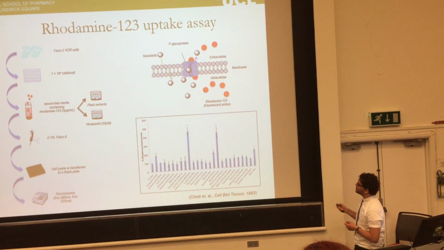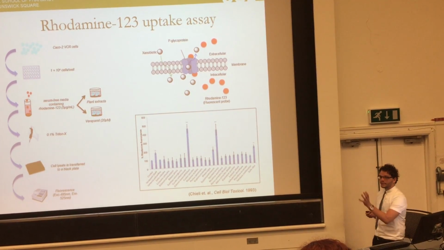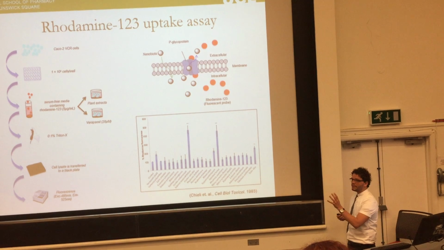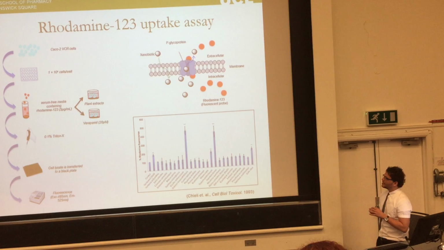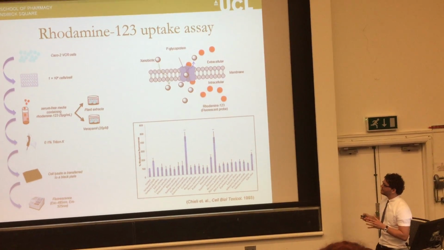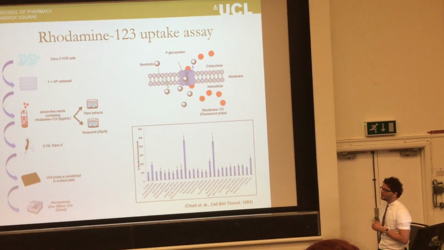So rhodamine is a fluorescent dye which penetrates the membrane and is pumped out by the P-glycoprotein back to the lumen. But once your herbal medicine is able to block the protein activity, we have an accumulation of this fluorescent dye, and you detect this by fluorescence.